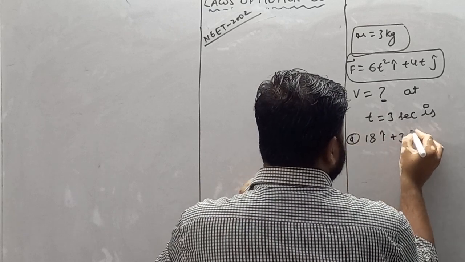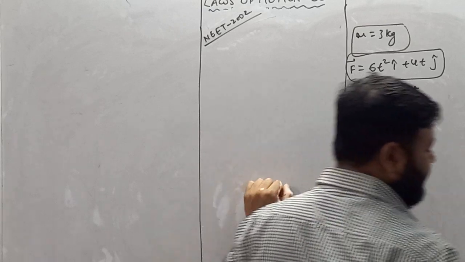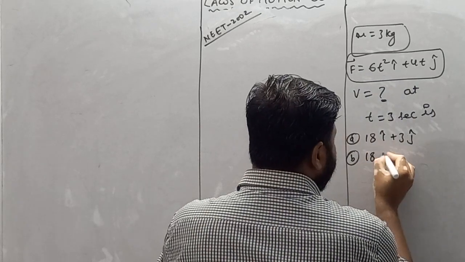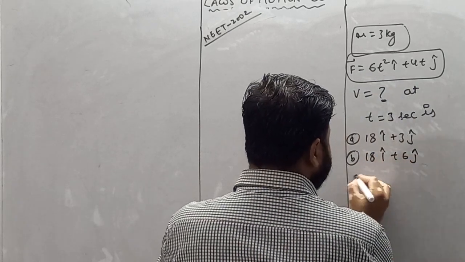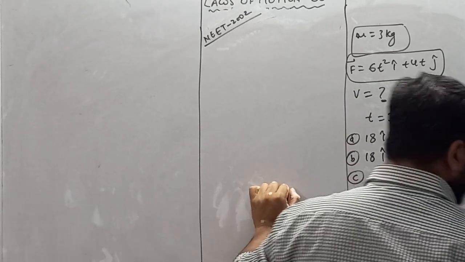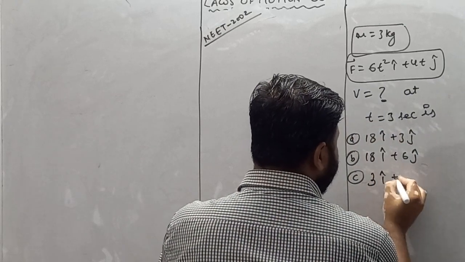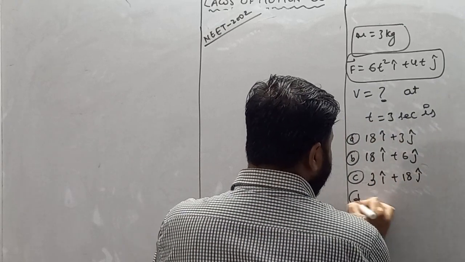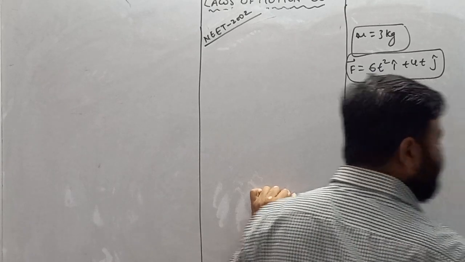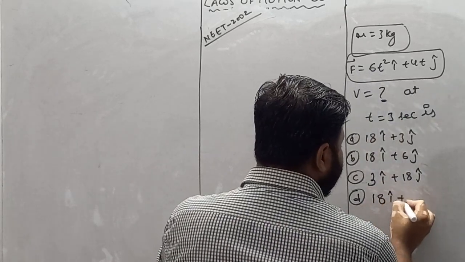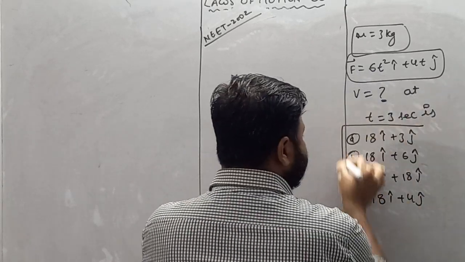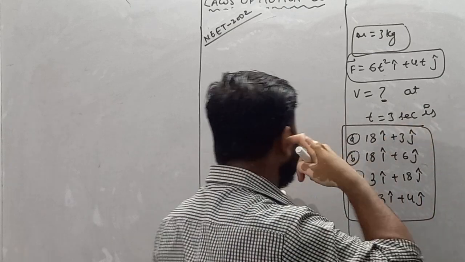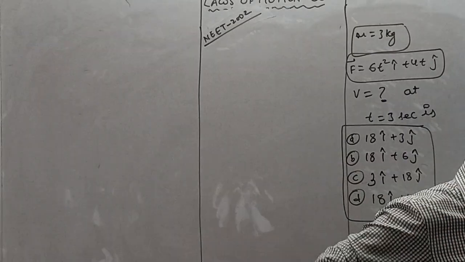18 i cap plus 3 j cap. Option B is 18 i cap plus 6 j cap. Option C is 3 i cap plus 18 j cap, and option D is 18 i cap plus 4 j cap. So there are four options. I am repeating once again.